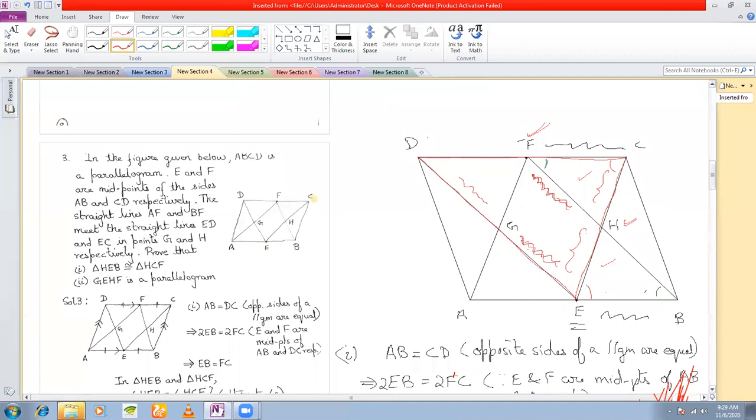By midpoint theorem, can I say that this side is parallel to this side of this quadrilateral? Yes, sir. That's what I can see by midpoint theorem in this triangle. Then how will I prove that this side is parallel to this side? Which triangle should I consider? Now I'll consider this triangle.